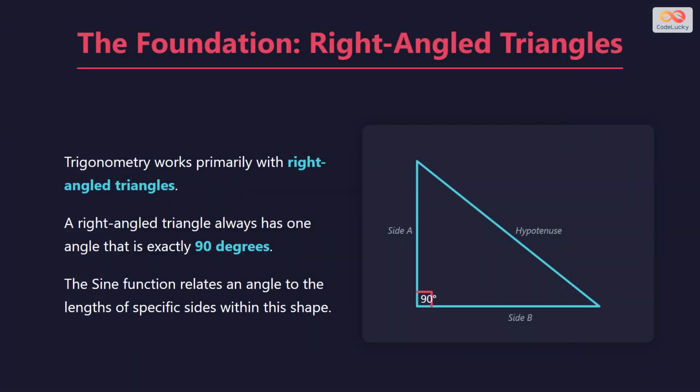To understand sine, we first need to look at the right-angled triangle. This is a specific type of triangle where one angle is exactly 90 degrees, forming a perfect corner. This shape is the playground where all basic trigonometry happens.